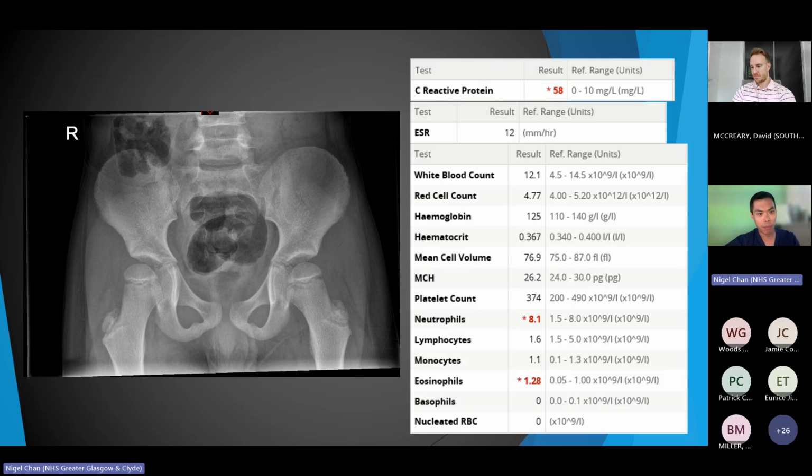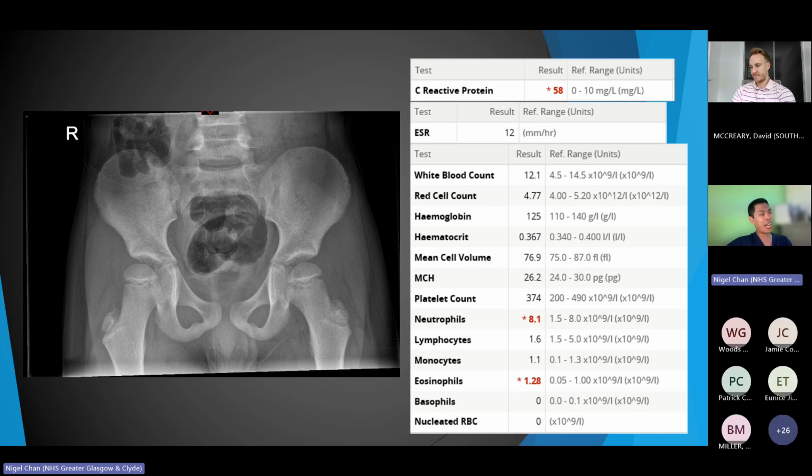He had some basic tests done, so he had some bloods and a pelvis x-ray. The x-ray looked normal. His full blood count was not that impressive, but he had a CRP of 58. The question was whether he had a septic joint or not, because he seemed out of proportion sore in his leg when you were trying to examine him. He was getting admitted to orthopedics anyway.